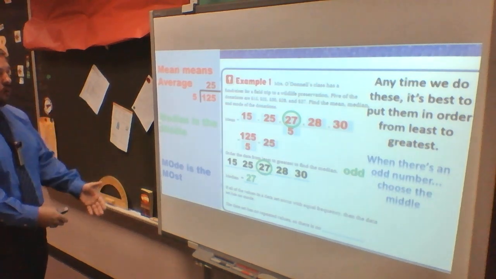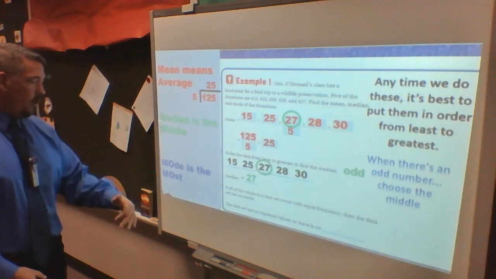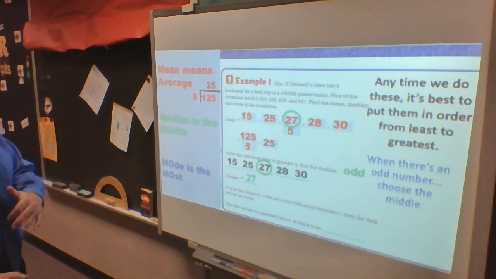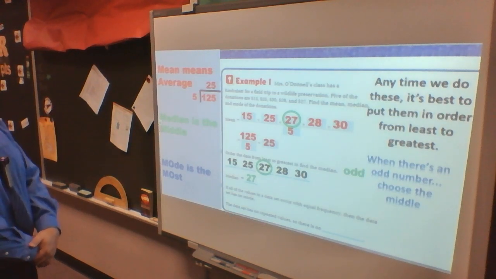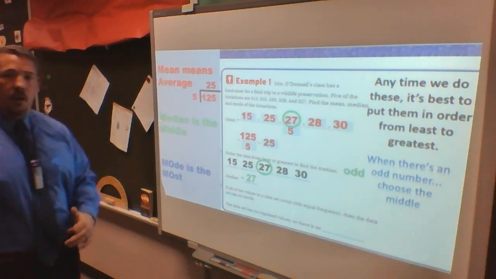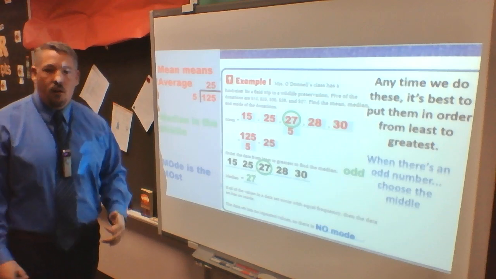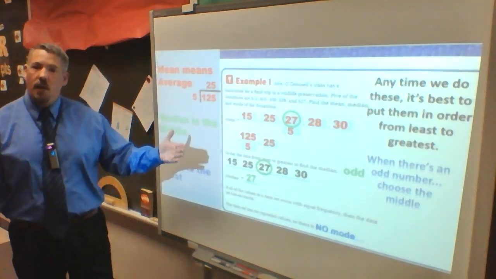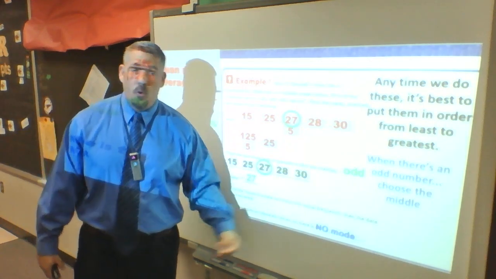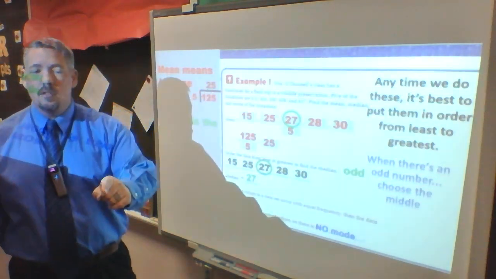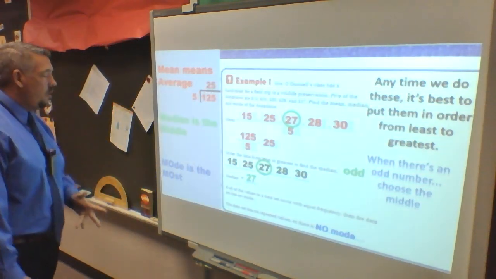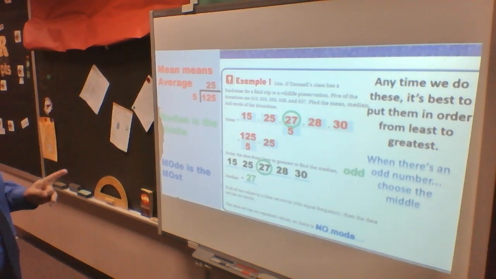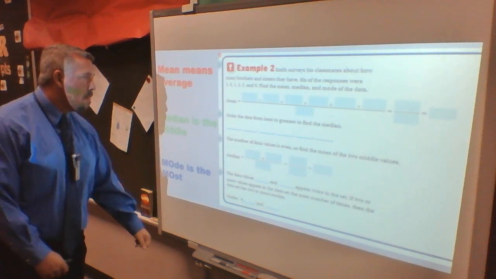Well, what is my mode then? What number is repeated most often? There isn't one, is there? There's not one there at all. So I don't have a mode. There is no mode on that answer. And those words, no mode, are my answer. Seems a little crazy, seems a little wackadoodle, but that is the way it goes.